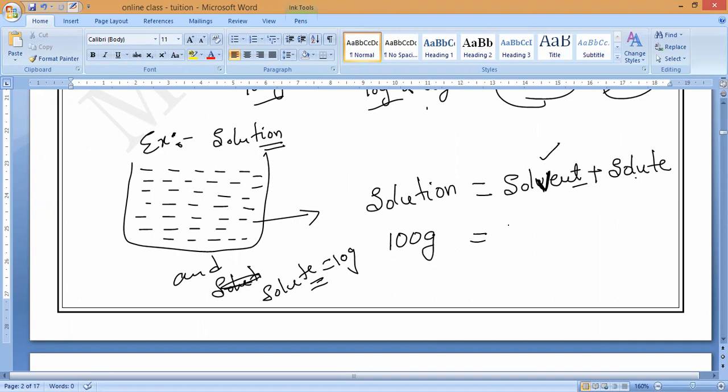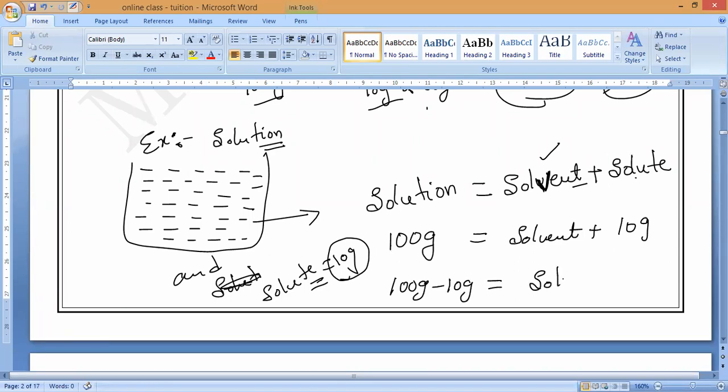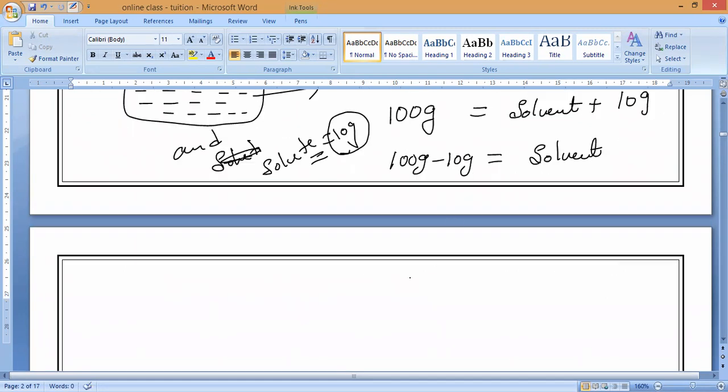Solvent we want to find. So solution is equal to solvent plus solute. How much solute do I have? 10 grams. Now we want the solvent, so 100 grams minus 10 grams, which is equal to the solvent. Solvent is equal to 90 grams.